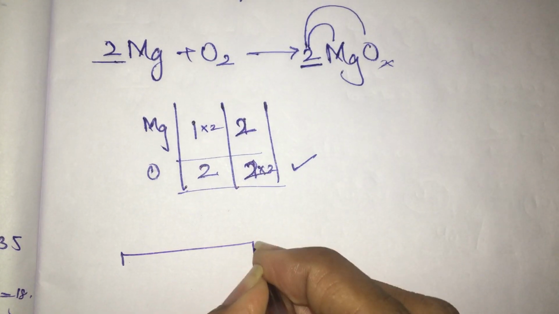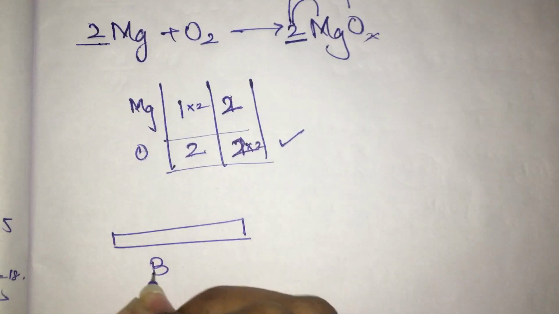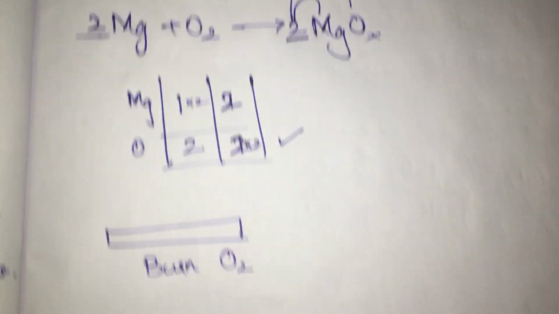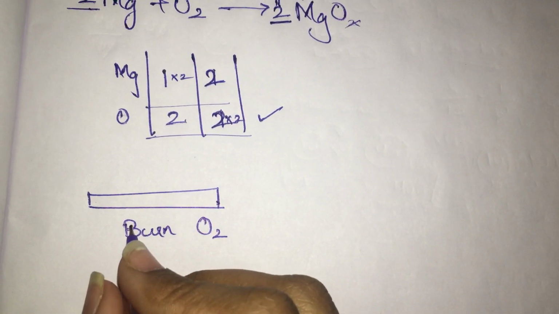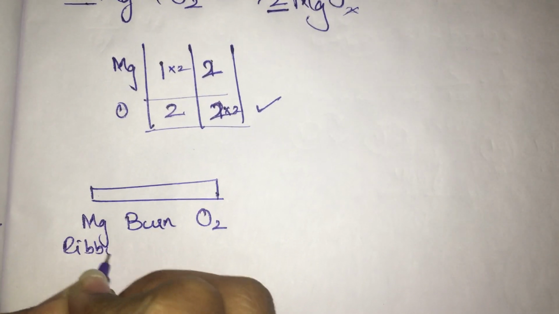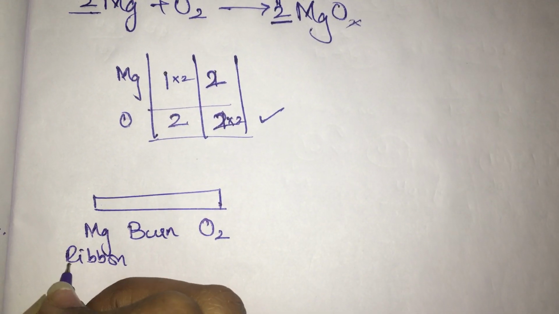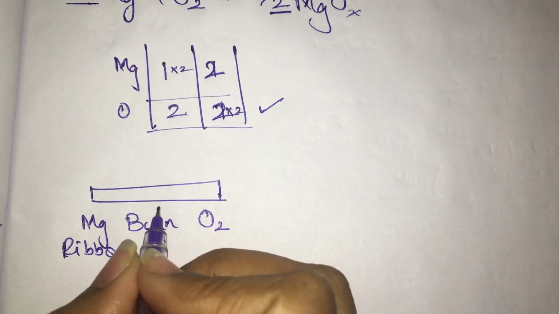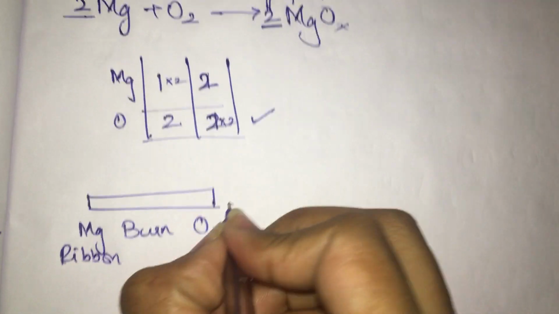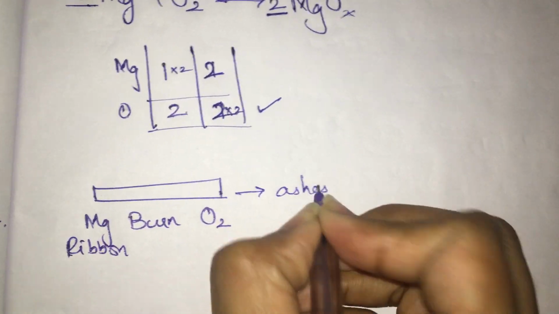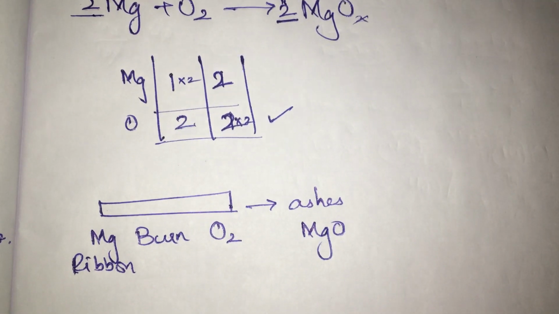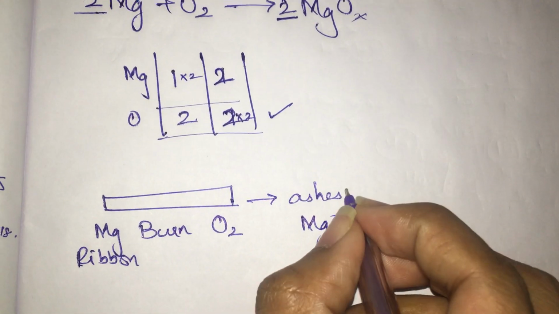You're going to take a magnesium ribbon and you're going to burn that ribbon. When you burn it, oxygen is going to get mixed with it. The oxygen is going to get mixed with this magnesium ribbon, and then it's going to burn. After burning it becomes ashes of magnesium oxide. Now these ashes you're going to keep aside.